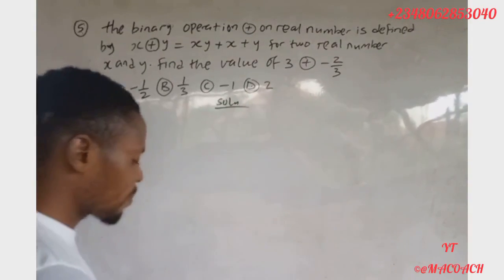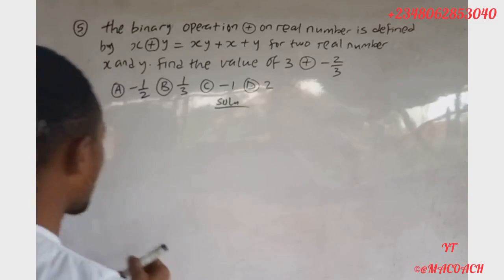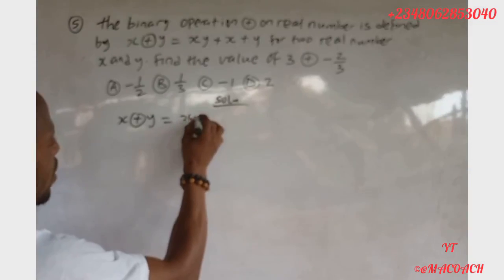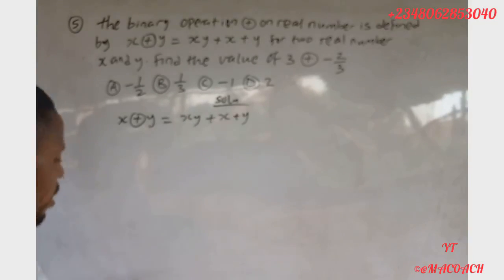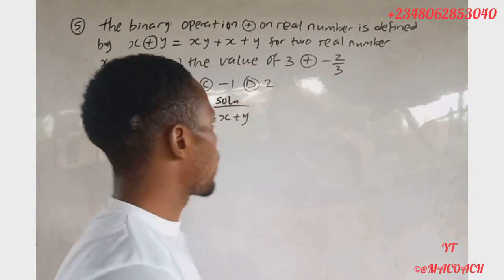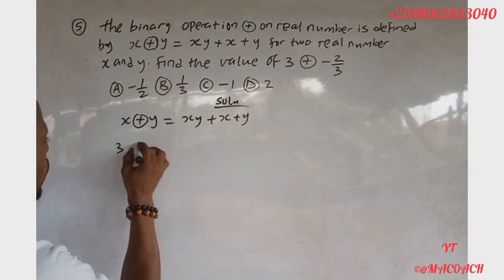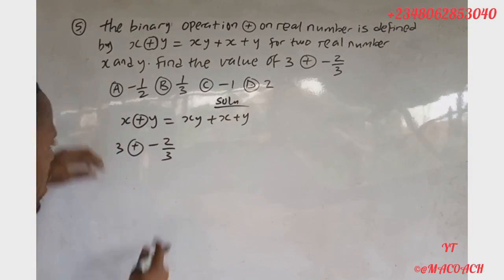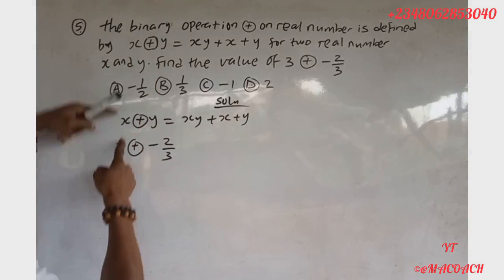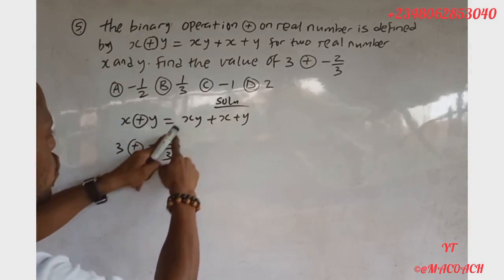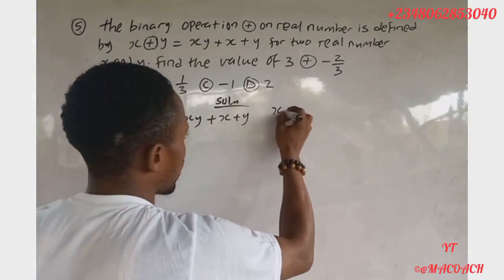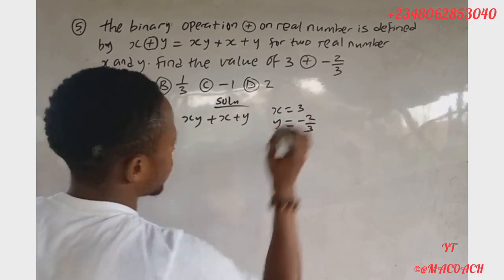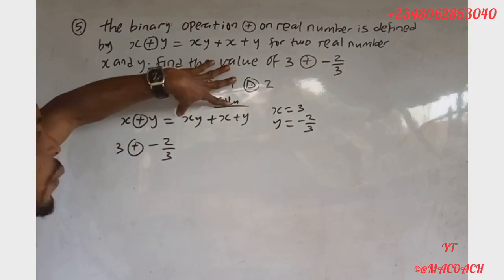We have the solution. We are given our operator like this: S operator Y is expressed as S multiplied by Y plus S plus Y. If we compare it to what we're given here, we have the value of 3 operator minus 2 over 3. So if you compare this, you can say that our 3 here is our S, where our Y is equal to minus 2 over 3. So our S is equal to 3, where our Y is equal to minus 2 over 3. You express this the way we are given here.